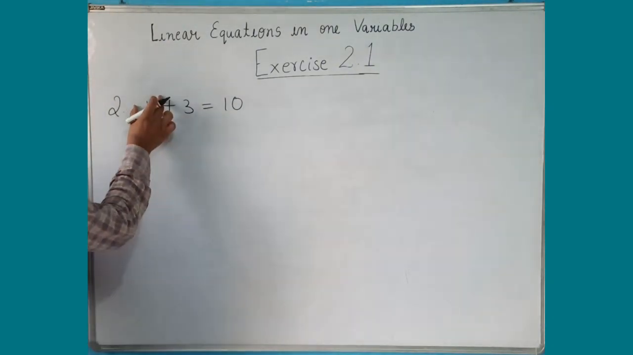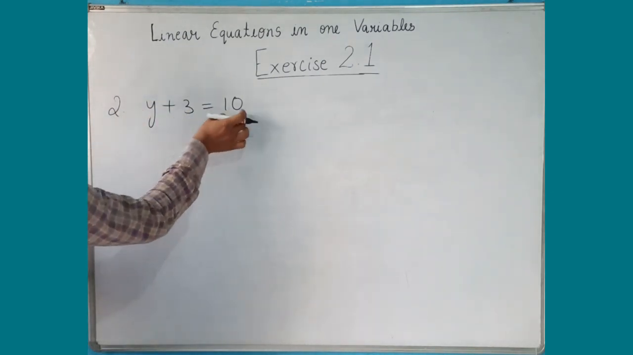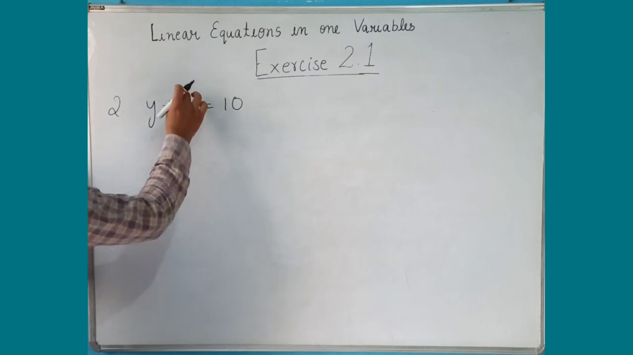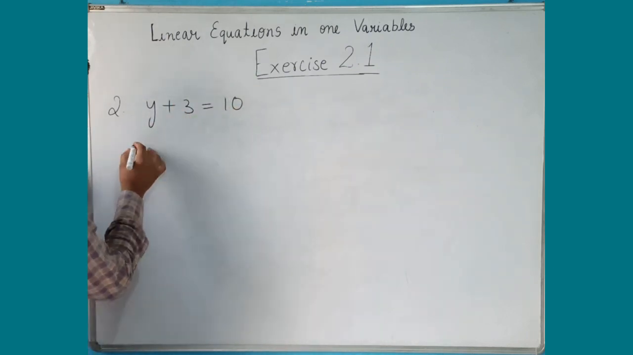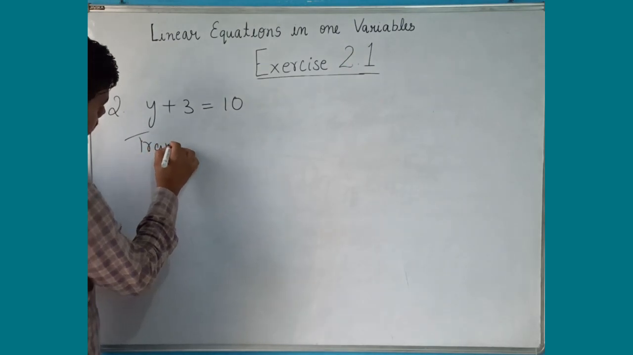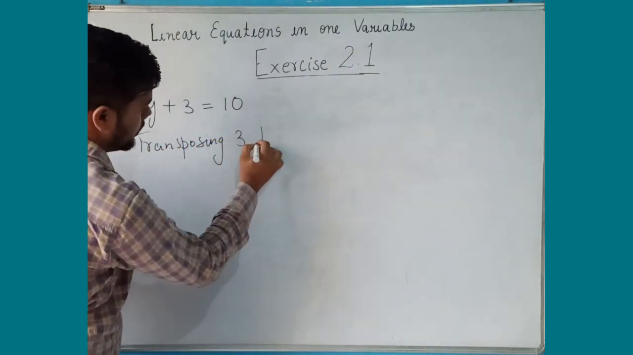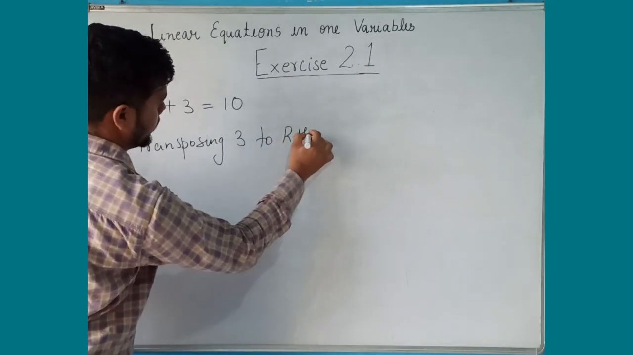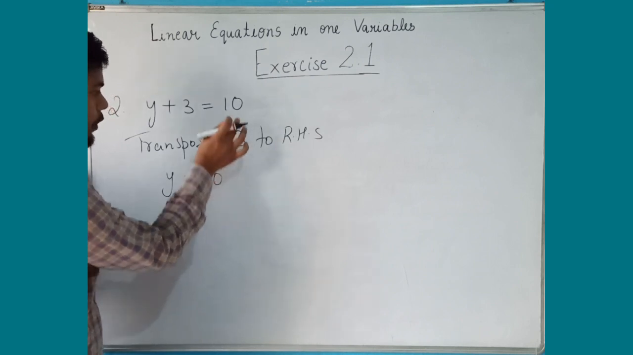So if you look at this particular problem, we have this variable as y, and here there are two constants. So what I'm going to do is transpose this 3 to the RHS. So it will go that side, and y is equal to 10 is already there.